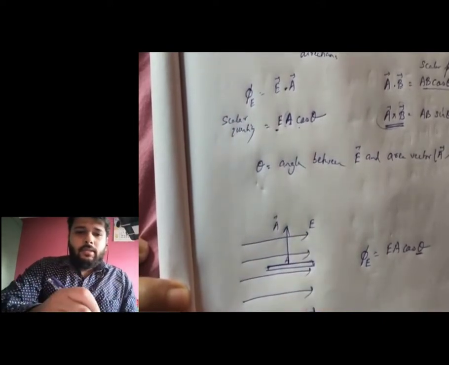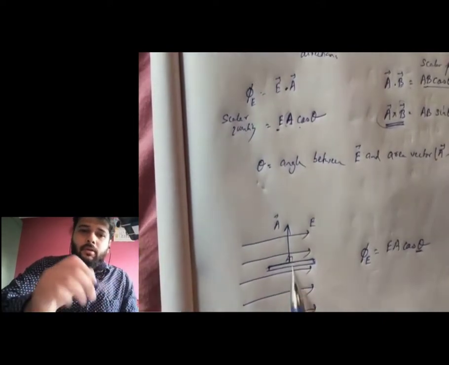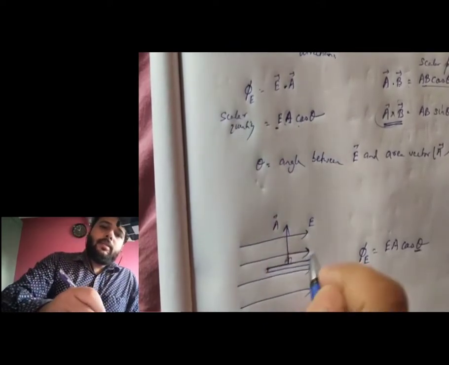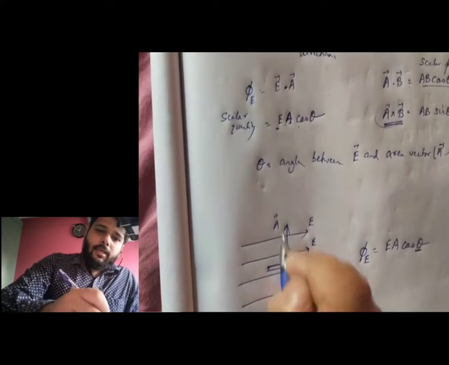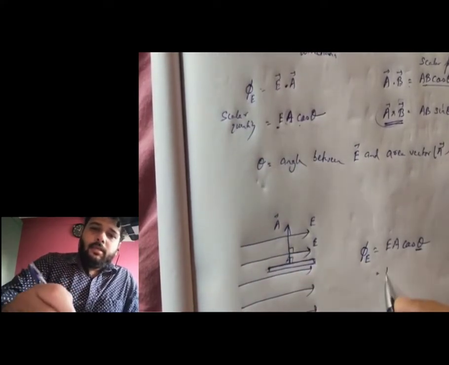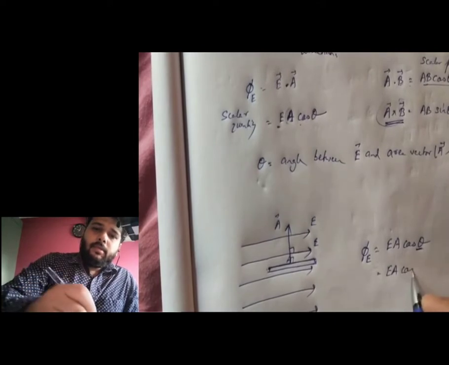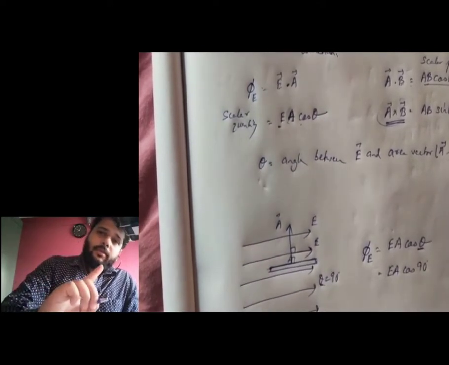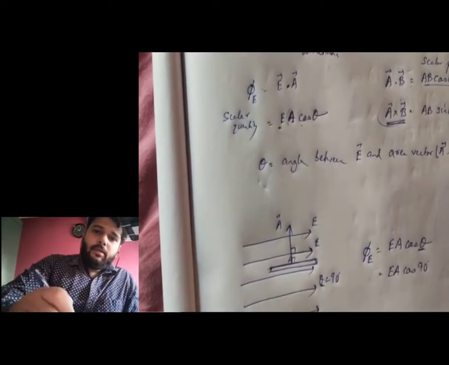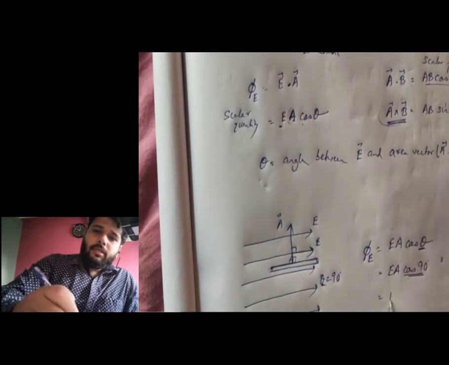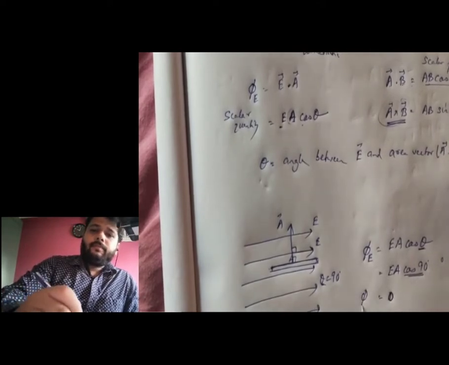Okay, now this is the area vector. The electric field is in this direction, and the area vector is over here, so the angle is 90 degrees. So we will say that EA cos theta is how much? Theta is 90 degrees, because theta is the angle between the electric field and the area vector. And we know that cos 90 is how much? 0. So the electric flux will be 0.